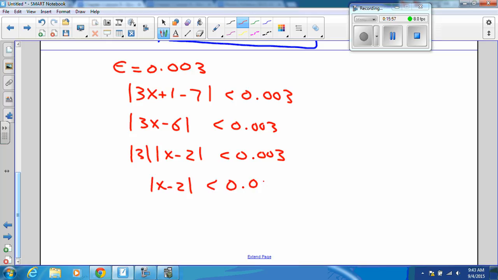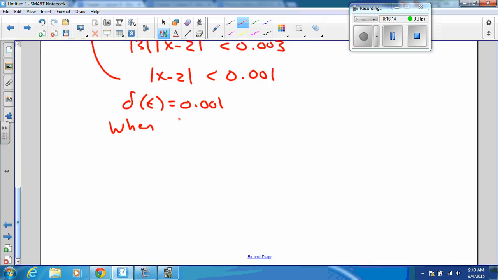Factoring out gives us this, so that the absolute value of x minus 2 is going to be less than 0.001, and hey, we have our delta. If we let delta of epsilon be equal to 0.001, now we can reverse all these steps and say, when the absolute value of x is less than 0.001, notice I'm leaving out the delta part here because it's really not important for our purposes.